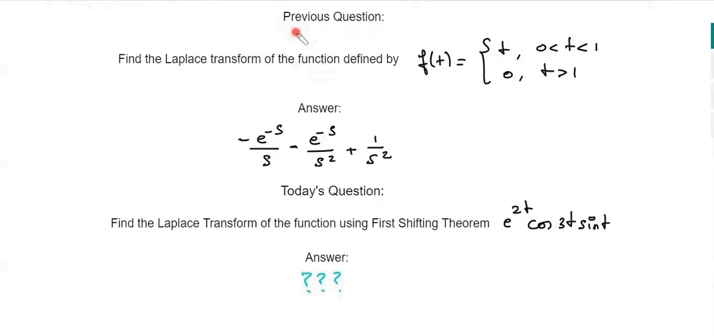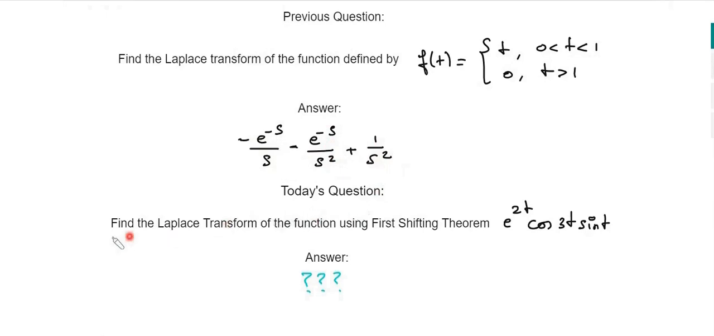From the previous video, we saw the question: find the Laplace transform of the function defined by f of t equals t for 0 less than t less than 1, 0 for t greater than 1. The answer is minus e to the power minus s over s minus e to the power minus s over s square plus 1 over s square.